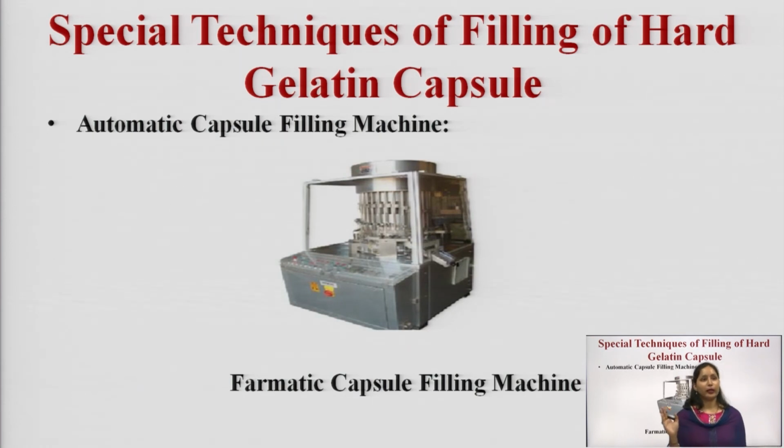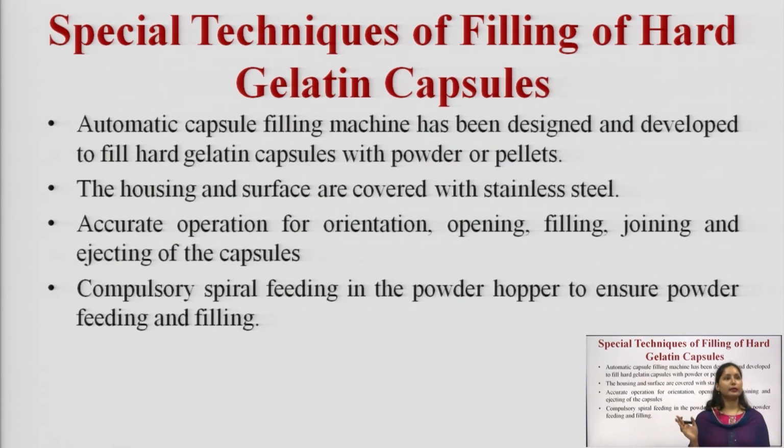Then the automatic capsule filling machine. The automatic capsule machine has been designed and developed to fill hard gelatin capsules with powder or pellets. So, we can easily fill the capsule whether it is powder or pellet, and in this the whole process is automatic. Okay, the accurate operations are orientation, opening, filling, joining and ejecting of the capsule. So, what are the operations? Orientation, that is capsule and body alignment, then opening or separation of the capsule cap and the body part, then filling, again joining of the capsule cap and body part, and then ejecting the capsule.